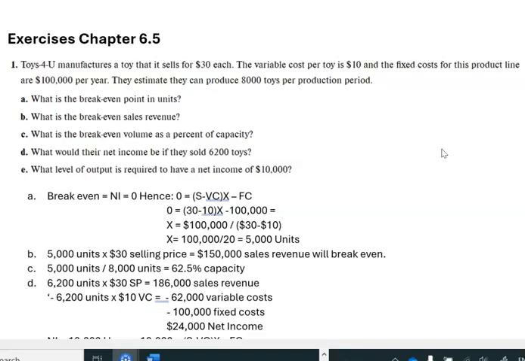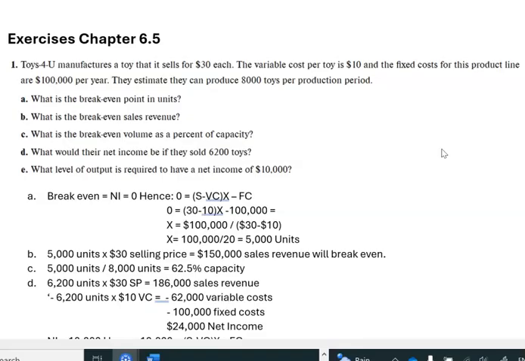So we've moved the 100,000 to the other side, and then we move the 30 minus 10 to the other side, and that gives us x equals 100,000 divided by 20. So therefore, the break even in units is 5,000 units. And one way you can make sure is put it back in the equation.